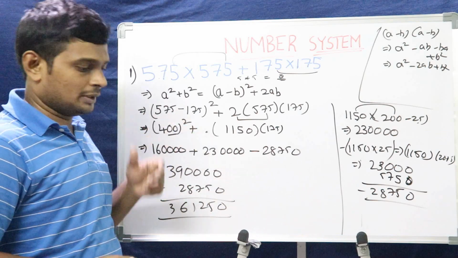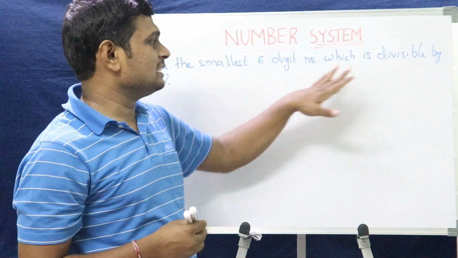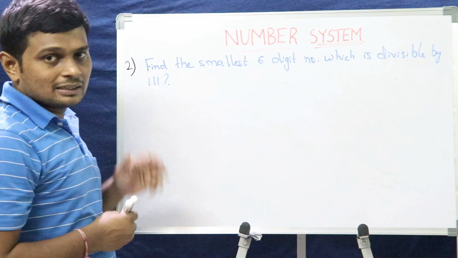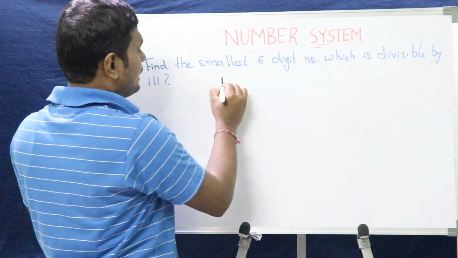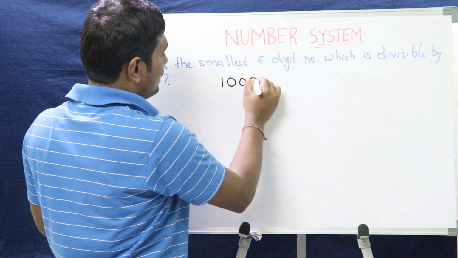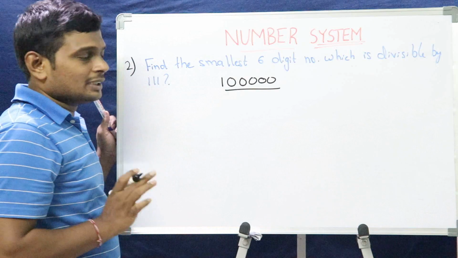Let me take the second one. What is the second question? Find the smallest 6-digit number which is divisible by 111. How can we solve that one? What is the smallest 6-digit number actually? The smallest 6-digit number is 1 followed by 5 zeros.